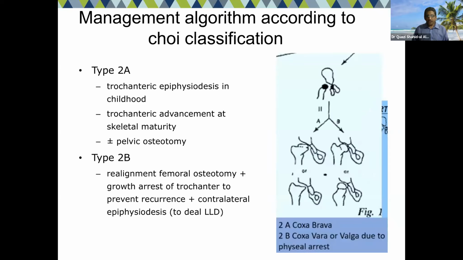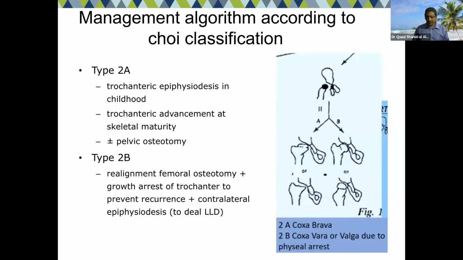If it is a TOEI type 2A, that means it is a coxa breva. There is a shortening of the neck, so the abductor lever mechanism is actually hampered. If it is still in the childhood stage, we can do the trochanteric epiphysiodesis for this patient so that the deformity remains stable. It does not progress into varus or valgus position. But if it is presented at skeletal maturity, we can do the trochanteric advancement as a relative neck lengthening so the abductor mechanism regains its normal activity. Plus minus pelvic osteotomy can also be advocated in type 2A.